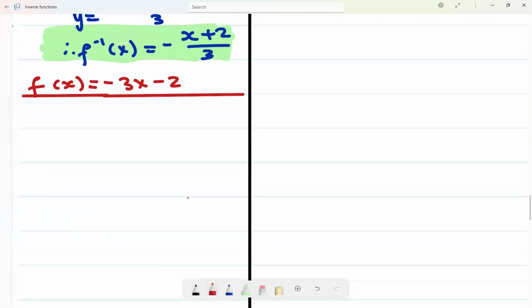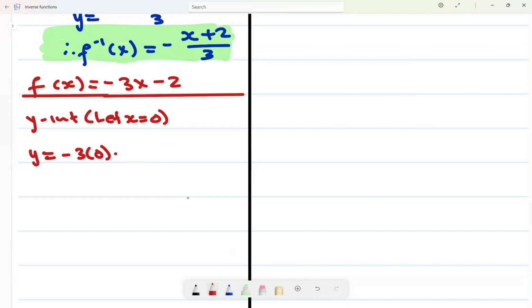Now, when we find the y-intercept, remember we let x equal to 0. When we do that, y is equal to negative 3 into 0 minus 2, which is equal to negative 2. So now we have the coordinates for the y-intercept: when I let x equal to 0, y becomes negative 2.